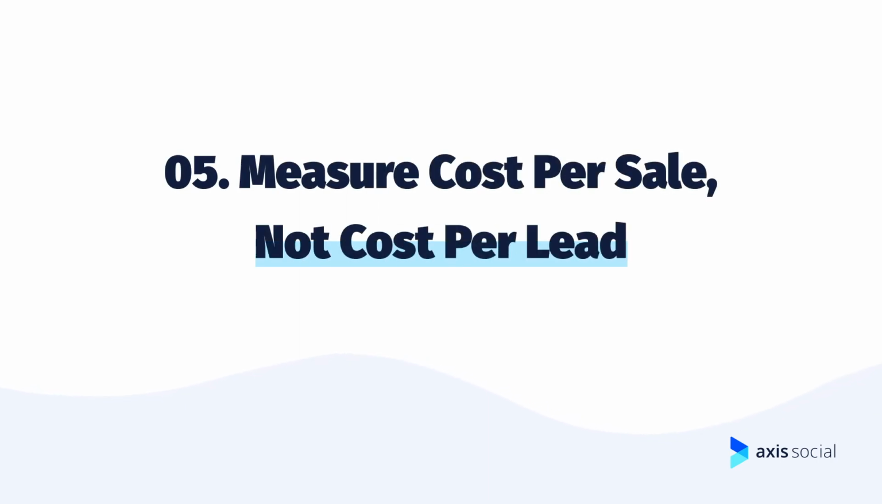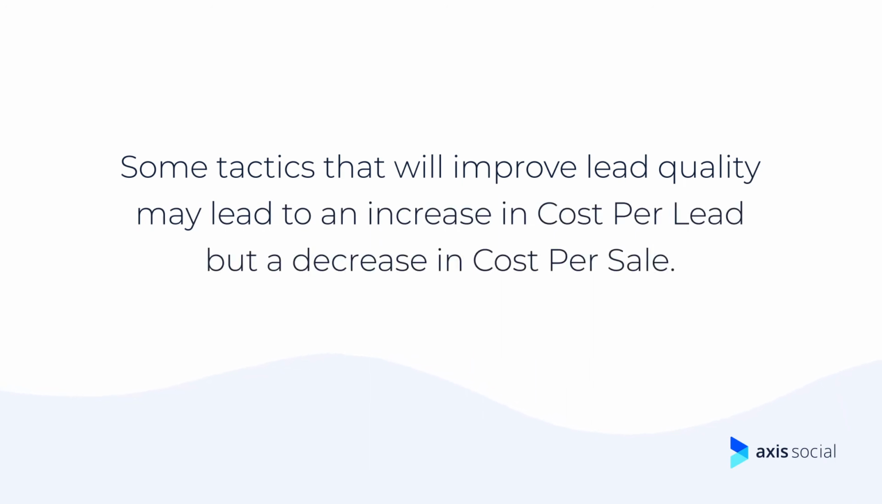Number 5, measure cost per sale, not cost per lead. The final component of a campaign designed for sales is the most important. Make sure that you are evaluating your campaigns based on cost per sale, not cost per lead. This is simple to understand, but it's harder to implement. However, it's critical that you're optimizing your campaigns based on sales, not leads. Some tactics that will improve lead quality may lead to an increase in cost per lead, but a decrease in cost per sale. These could include qualifying ad creative or adding questions to your forms. If you're not evaluating your campaigns based on cost per sale, you'll likely throw these tactics away.